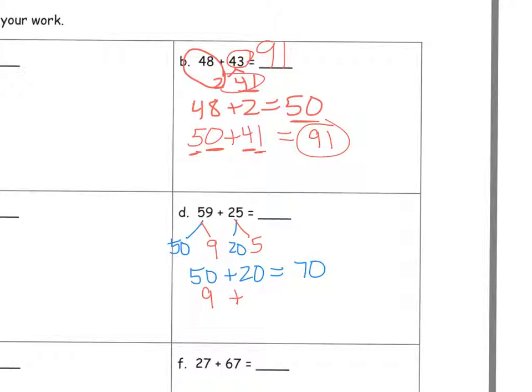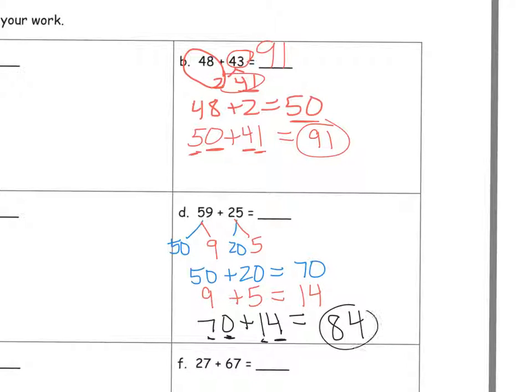9 plus 5 get me 14, or 1 ten and 4 ones. And then I can just add those two together. 7 tens or 70 plus 14. And I have 0 in the ones and 4 in the ones, so I know that that's 4. 7 tens and 1 ten is 8 tens or 80, so 84.